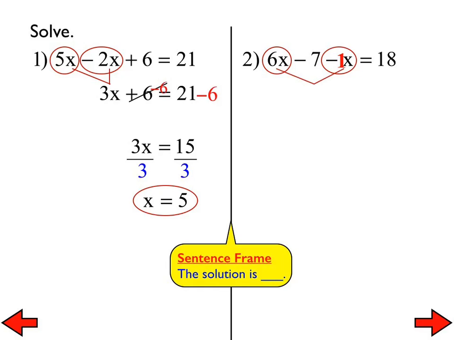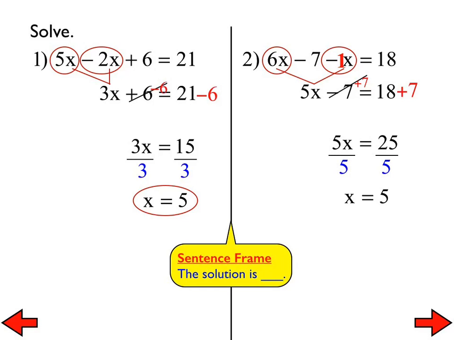So when I combine like terms, we end up with 5x minus 7 equals 18. Remember, this is equivalent to that. We just simplified it. Equivalent means the same thing. From there, use the addition property of equality by adding 7 to both sides. That gives us 5x equals 25. Division property of equality by dividing both sides by 5, and the solution is x equals 5.